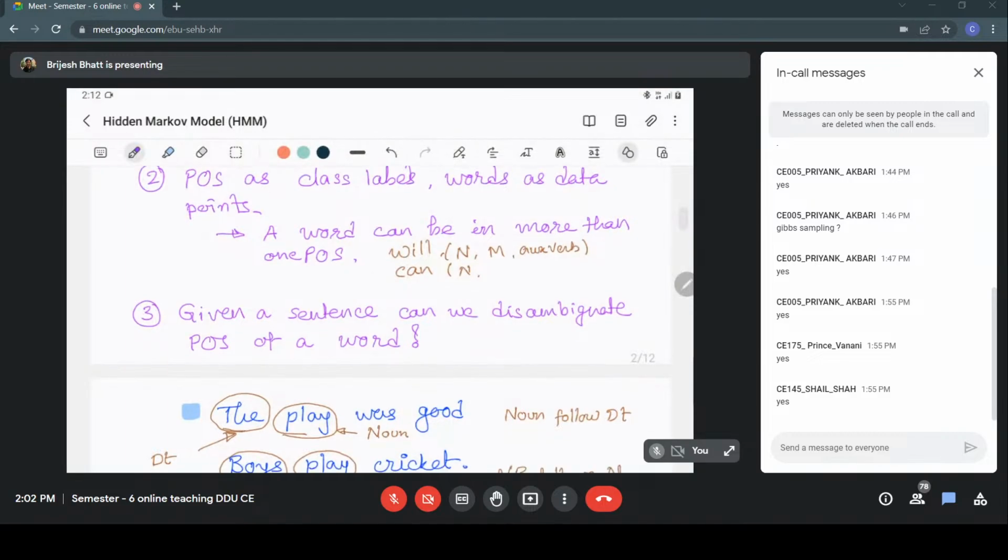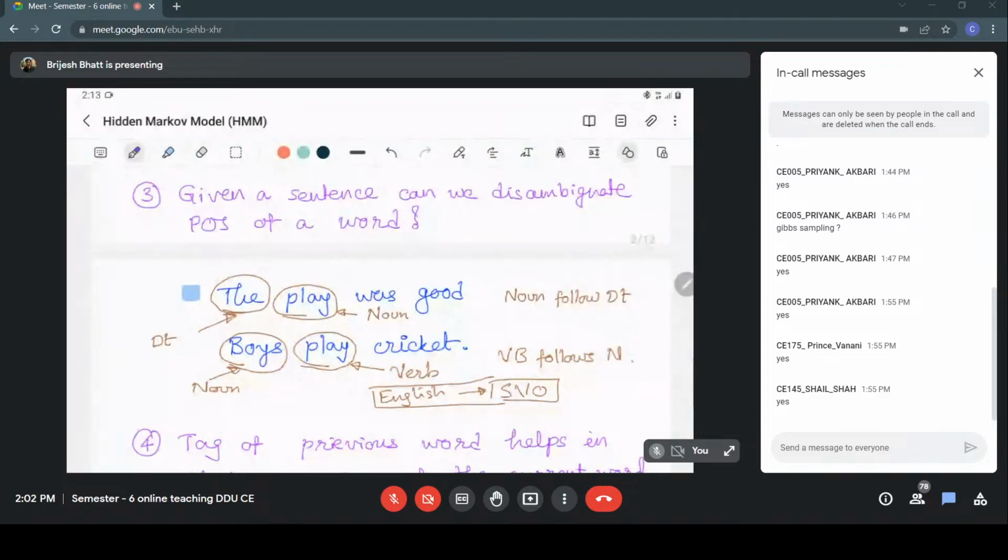For example, the play was good. So the is a determiner here, and play is a noun. And the rule that we know is that a noun follows a determiner, or a determiner is usually followed by a noun. And the second sentence is, boys play cricket. In this case, the first word is a noun, and the second word is play, which is a verb. And the rule of language that we know is that a noun is usually followed by a verb. So the word play can appear as two different parts of speech, one as a noun, second as a verb.